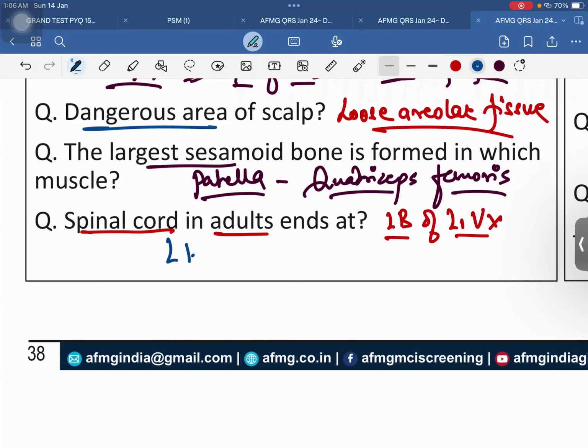Whereas if they ask you that the spinal cord in infants is going to end at which level, the spinal cord in infants is going to end at the upper border of the L3 vertebra.